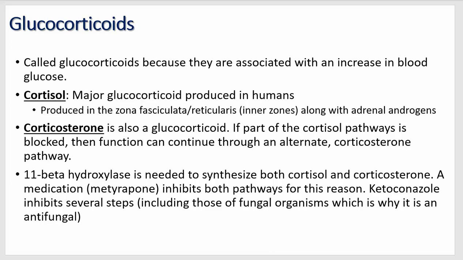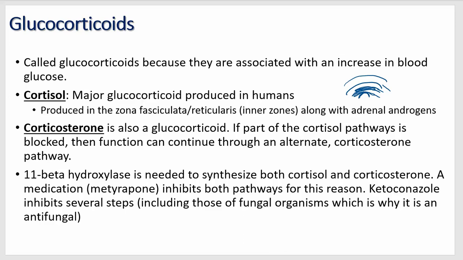So glucocorticoids are called glucocorticoids because they're associated with an increase in blood glucose, right? So cortisol is the major glucocorticoid produced in humans. It's produced in those inner layers. So remember we had the cortex here, and then we had three other layers, 1, 2, 3. It's produced in these inner layers.